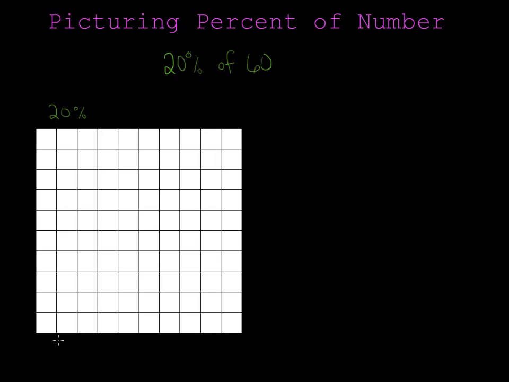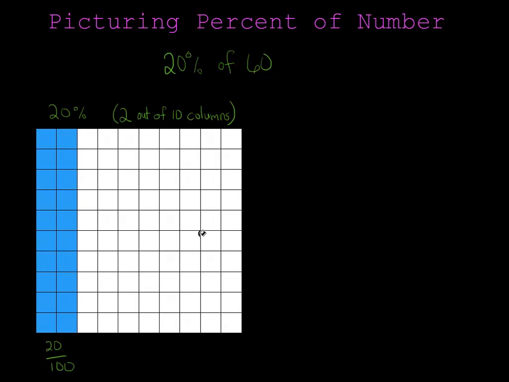So 20% literally means 20 per 100. So I could write that as a fraction, 20 hundredths. Now there are 10 columns and 10 rows in this block, so there are 100 squares. 20% would be 2 out of 10 columns. So I'm going to go ahead and shade in 20 blocks, 20%.